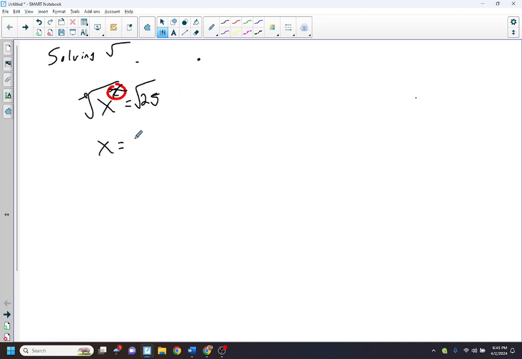Now, whenever you square root, you have to do plus or minus 5. The reason is 5 times 5 gives you 25, but negative 5 times negative 5 also gives you 25, which means that x could have been 5 or negative 5. So you list both.